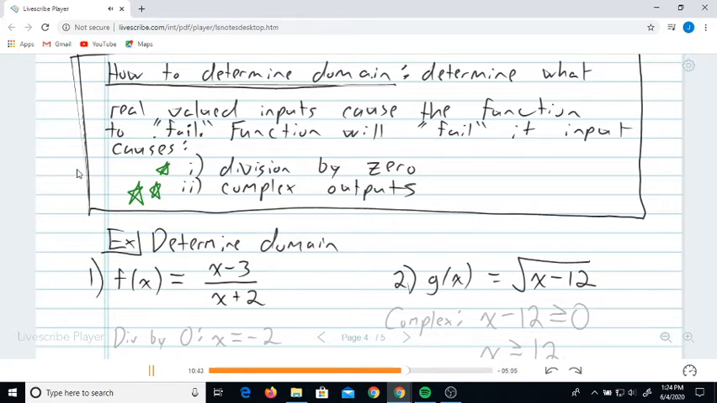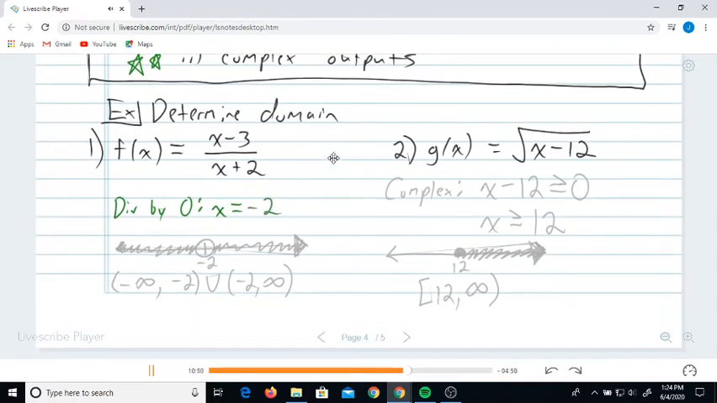So if we look at this example 1, notice we're going to get division by 0 if x equals negative 2. If I plug in negative 2 into this f at x, I'm going to get negative 5 divided by 0, which is undefined. So we have a problem here. We have an input in which the function doesn't function. So that means we cannot have that input. It causes the function to crash and burn.